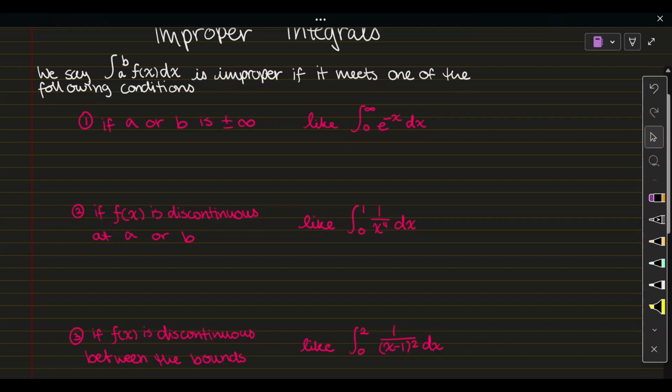If f is discontinuous at a or b, like the integral from 0 to 1 of 1 over x to the fourth dx, notice that at 0, 1 over x to the fourth is discontinuous. There's an infinite discontinuity.